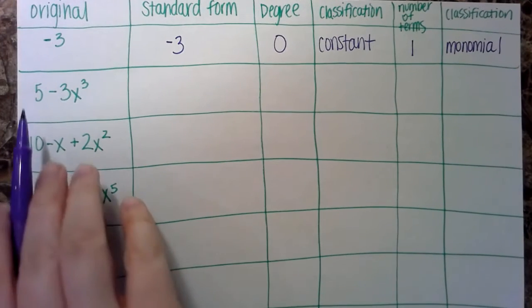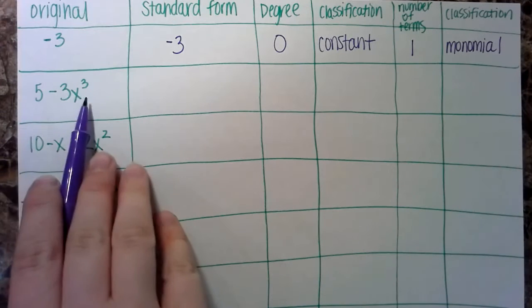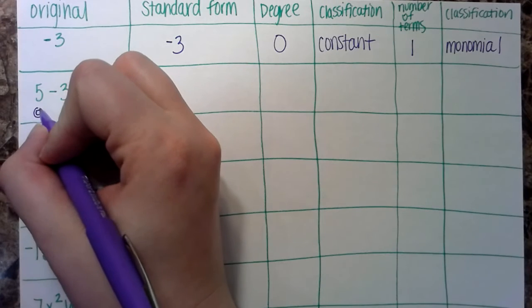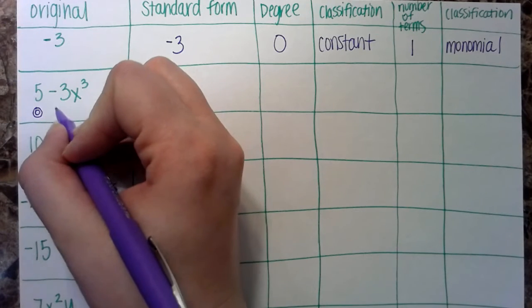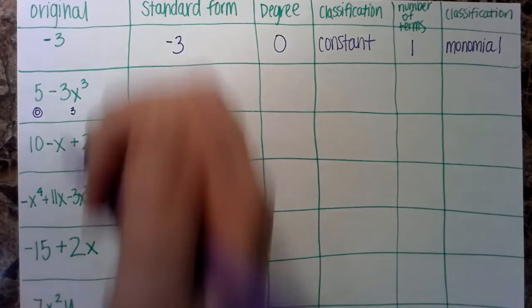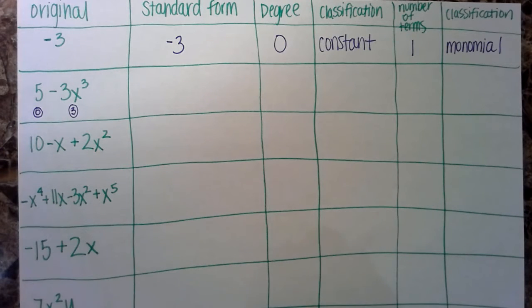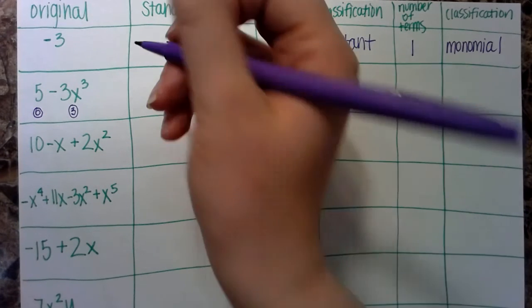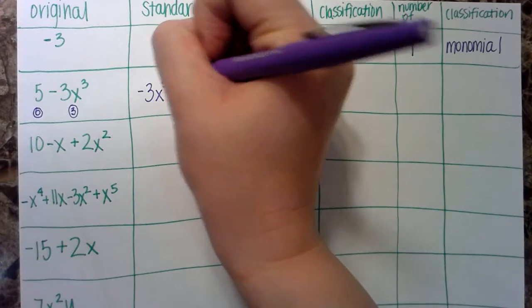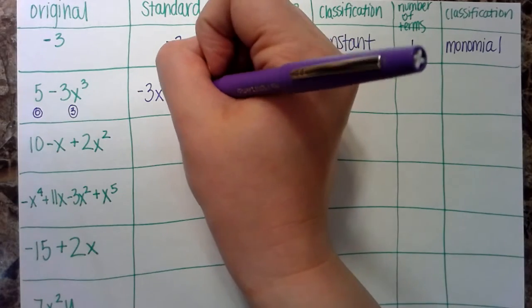Okay, this one now has 2 terms. We have to figure out what the degrees are of each to see if it's in standard form. This one has a degree of 0, this term, and this term has a degree of 3. So to put it in standard form, we are going to put it from greatest exponent to least amount of exponents. So this one's going to be 3x to the third power. And then we have to make sure we keep this positive, so we're going to say +5.